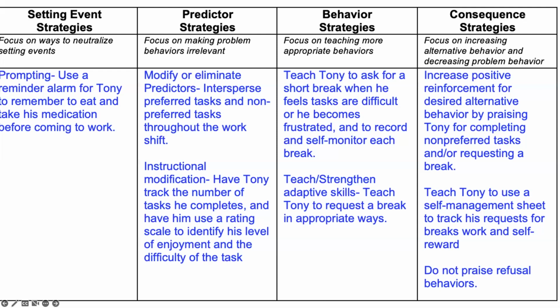And then for consequence strategies, I'm going to focus on increasing the alternative behavior and decreasing the problem behavior. In Tony's case, I'm going to increase positive reinforcement for the desired alternative behavior by praising Tony for completing non-preferred tasks, or if he requests a break. I'm going to teach Tony to use a self-management sheet to track his requests for breaks and to self-reward. And then I'm going to make sure that I'm not praising refusal behaviors.